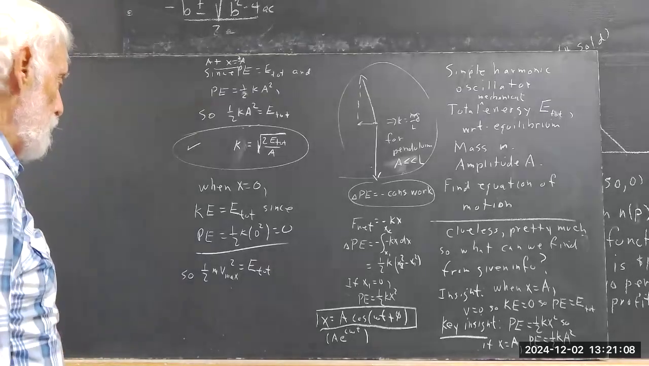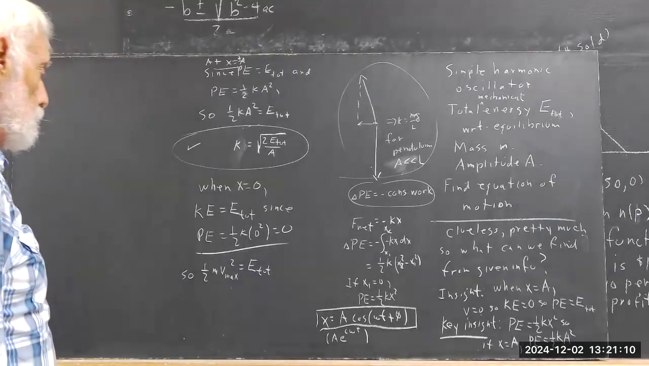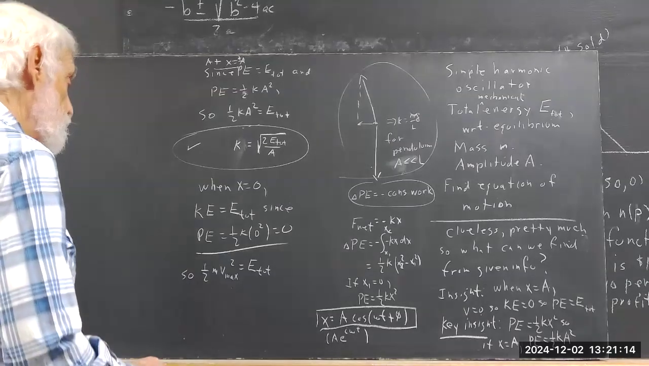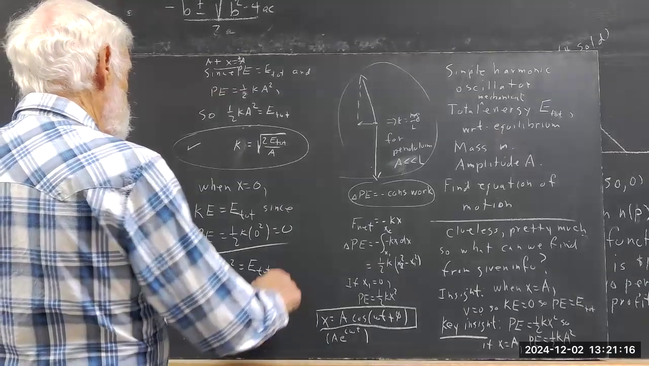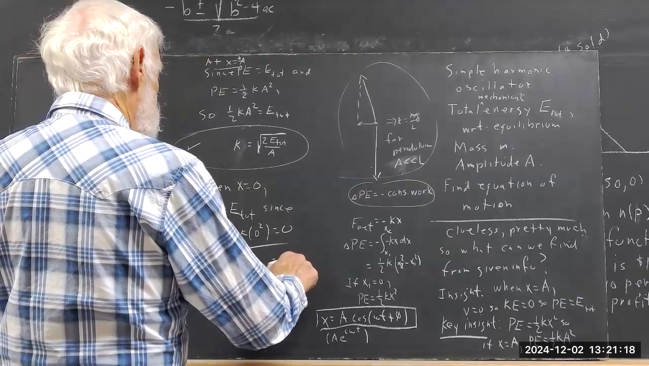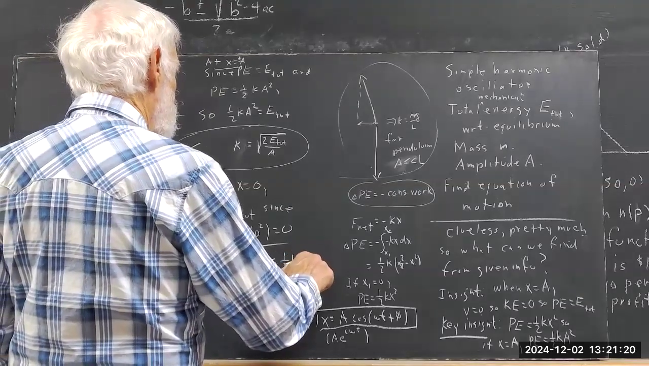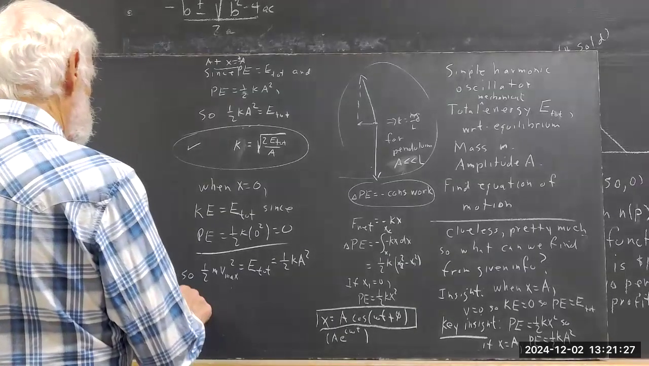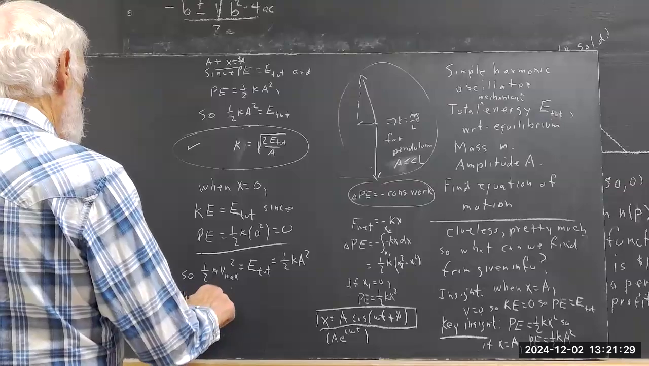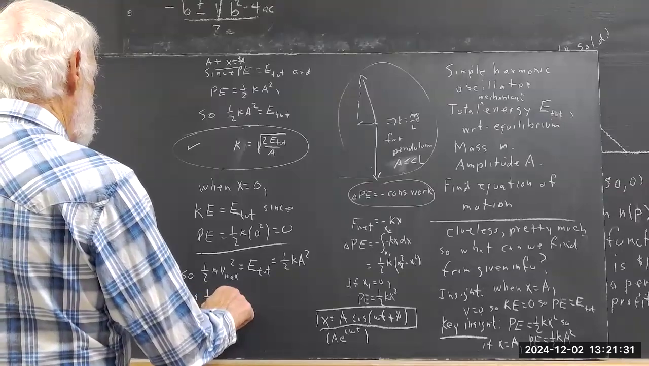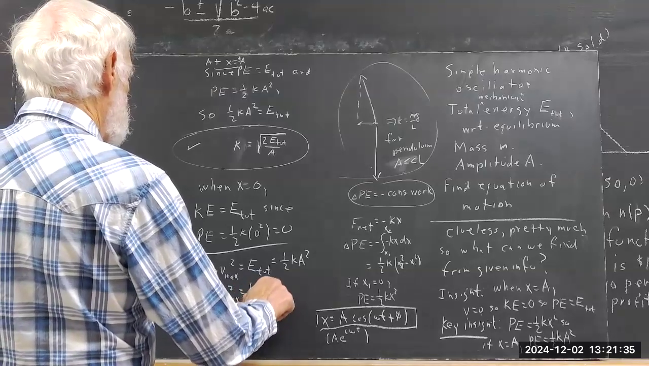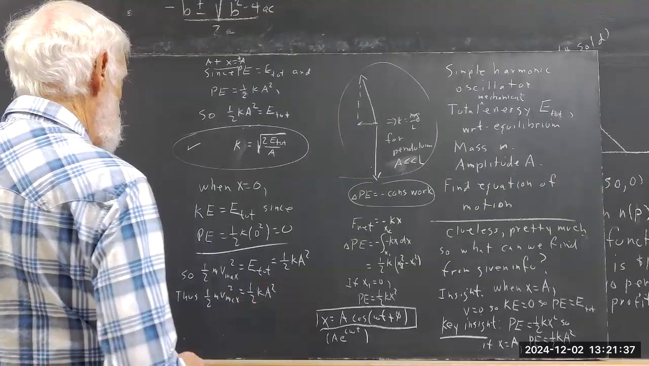So 1/2 m v max squared equals E total. But E total is also 1/2 KA squared. Thus 1/2 m v max squared equals 1/2 KA squared.